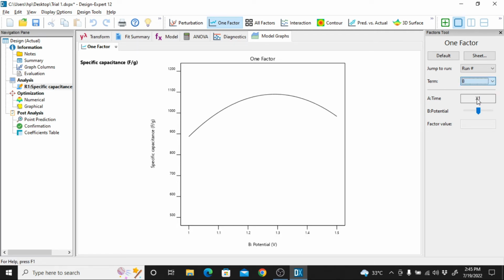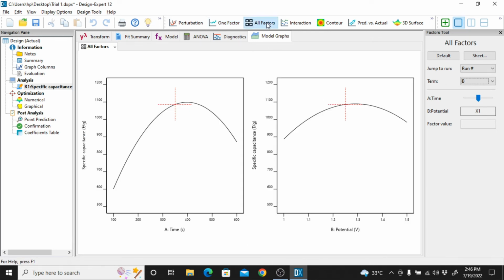Okay, let's see factor B. For factor B, you can also see a curvature, meaning that the trend slowly increases and decreases, which is a good trend. So here is for all factors. You can get a very clear comparison between factor A and factor B.